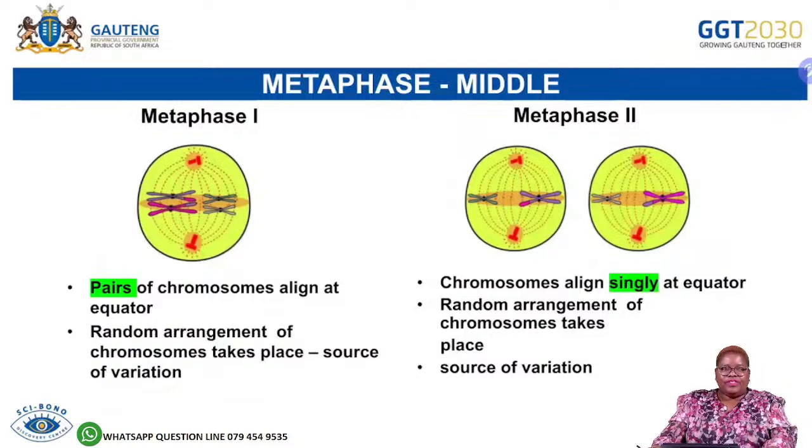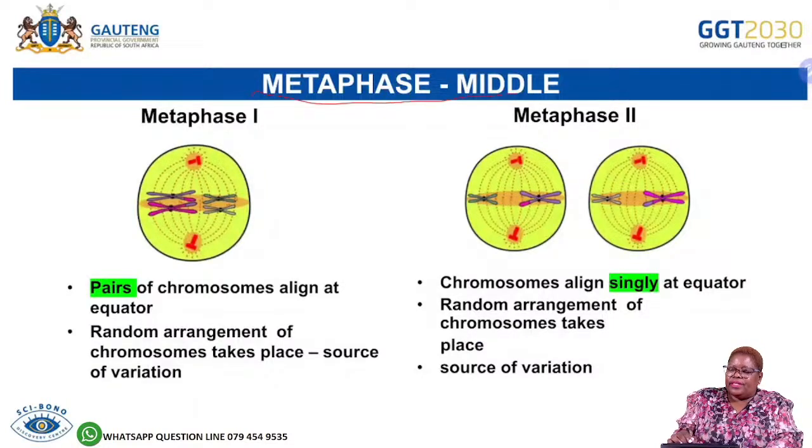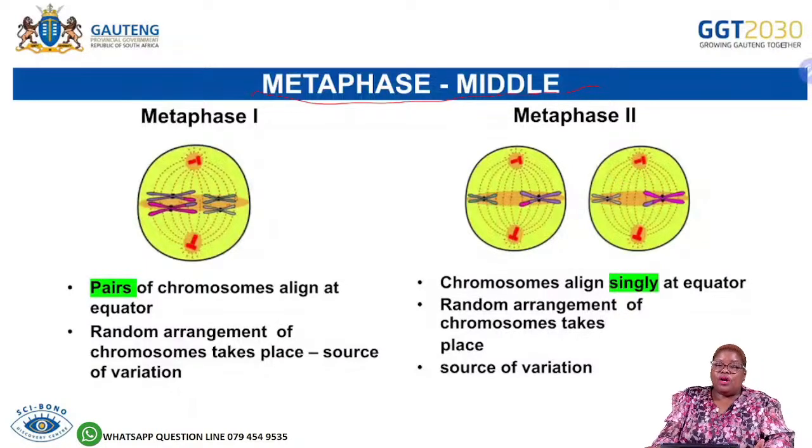Right, the stage after prophase, we've got metaphase. Meta means middle. All right, so with metaphase, you are able to recognize the positioning of the chromosomes to tell whether this is prophase or this is metaphase. Now on metaphase, you also need to compare the two phases, metaphase 1 and metaphase 2. Before you even read the questions, just look at what is happening there. How are the chromosomes arranged?